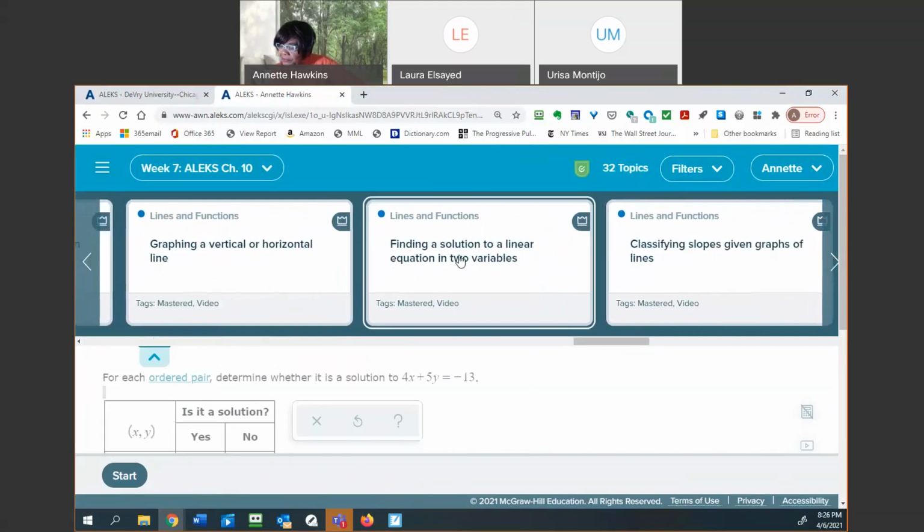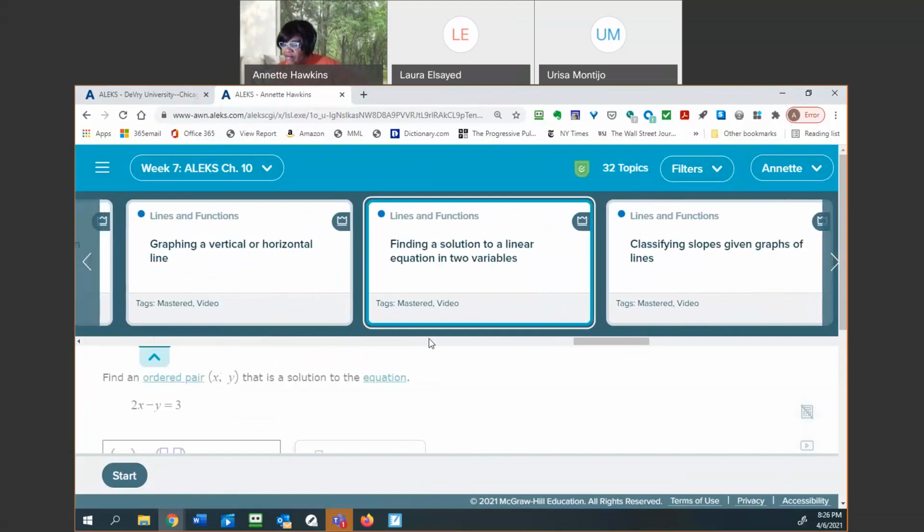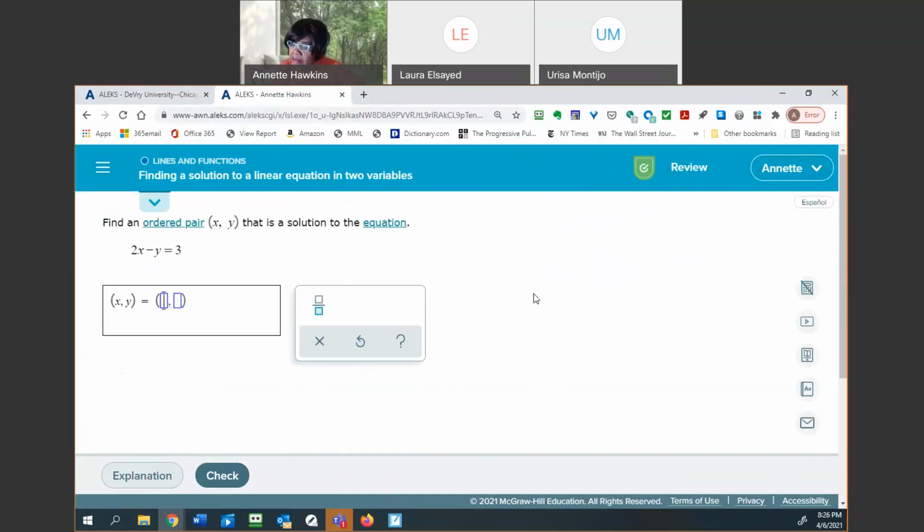Here we go. It says, find an ordered pair that is a solution to the equation. Okay, so this is how you do this. 2x minus y equals 3. And it's throwing this out. It doesn't tell you what to do or how to do it. It just says find a solution. So this is what you do.